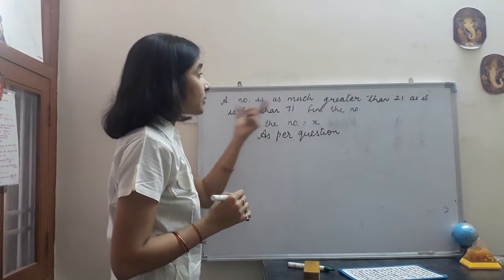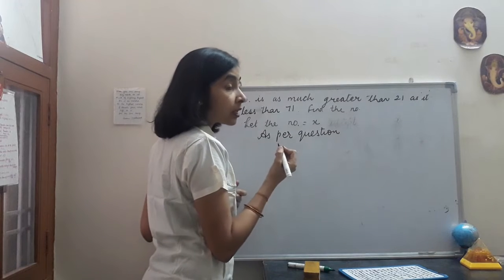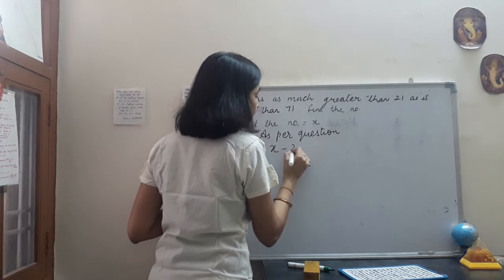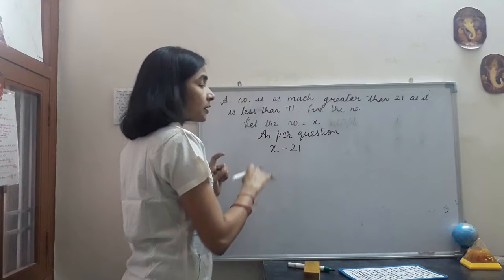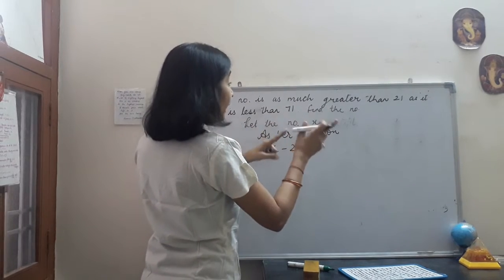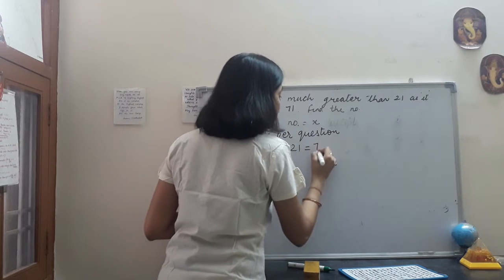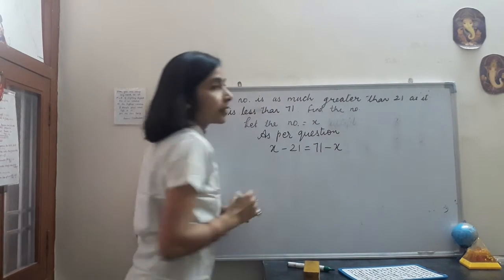Okay, so how much is it greater than 21? How will we find out? Yes, x minus 21. How much it is greater than 21 is equal to how much it is less than 71, that is equal to 71 minus x.